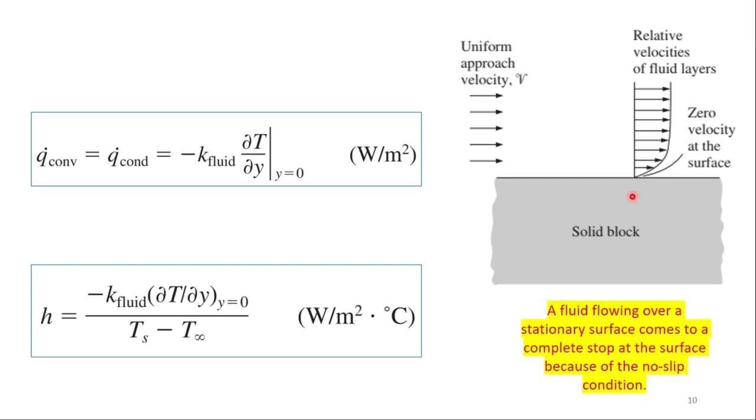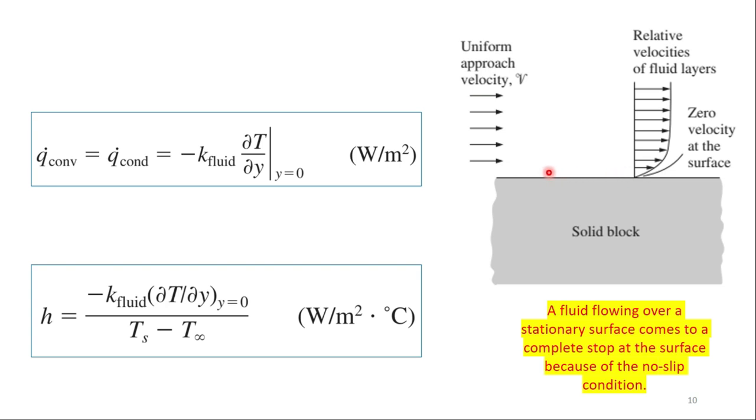An implication of the no slip and the no temperature jump conditions is that the heat transfer from the solid surface to the fluid layer adjacent to the surface is purely by the conduction process, since the adjacent fluid layer is motionless, and it can be expressed by this equation. So the convection is expressed by the conduction formula, which is simply Fourier's law of heat conduction at y equal to zero. Y equal to zero means at the surface of the solid body.